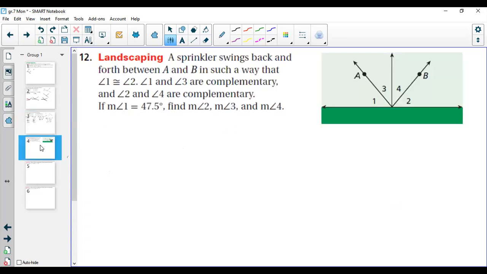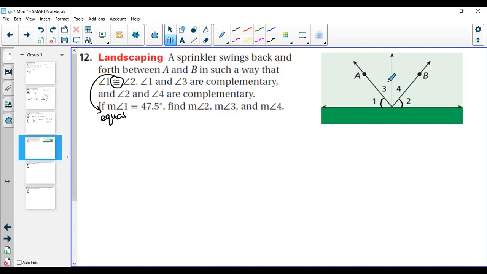Okay, let's move to this question. A sprinkler swings back and forth between A and B in such a way that angle 1 is congruent to angle 2. Now this word means, just to make it easy, equal or same. So angle 1 is the same as angle 2, which means if this angle is 85, angle 2 is also going to be 85.